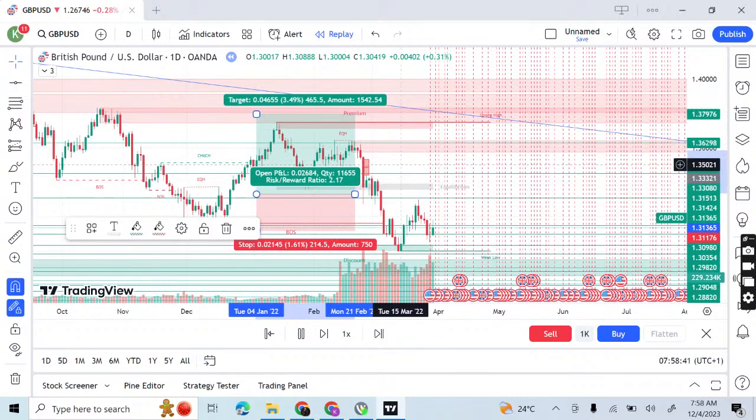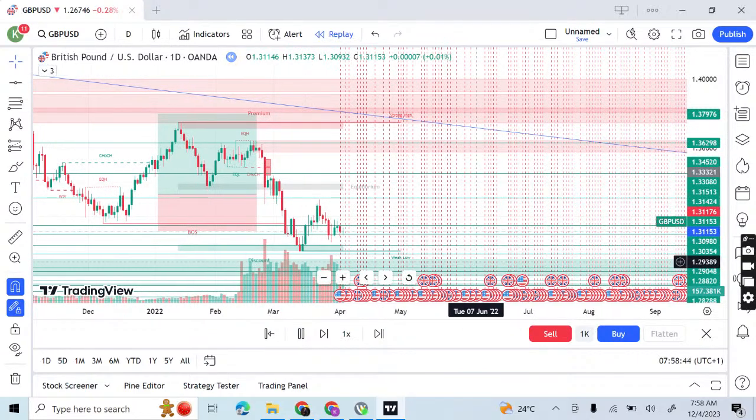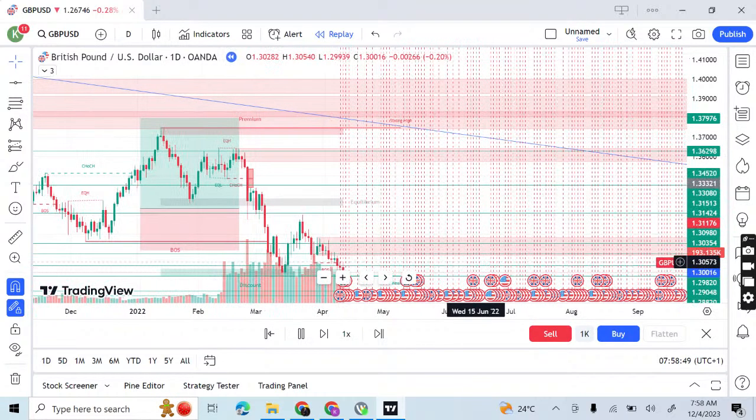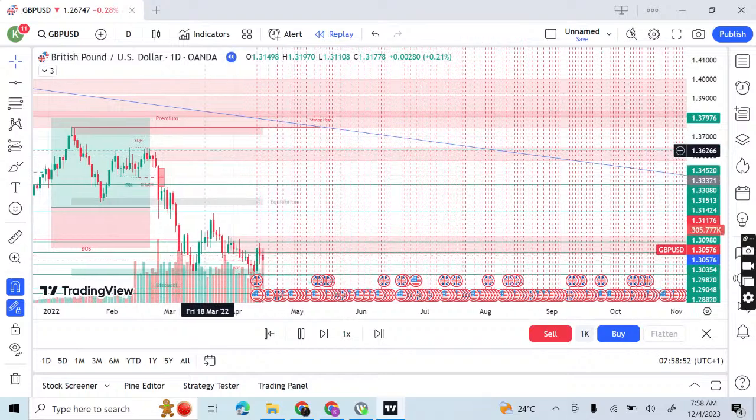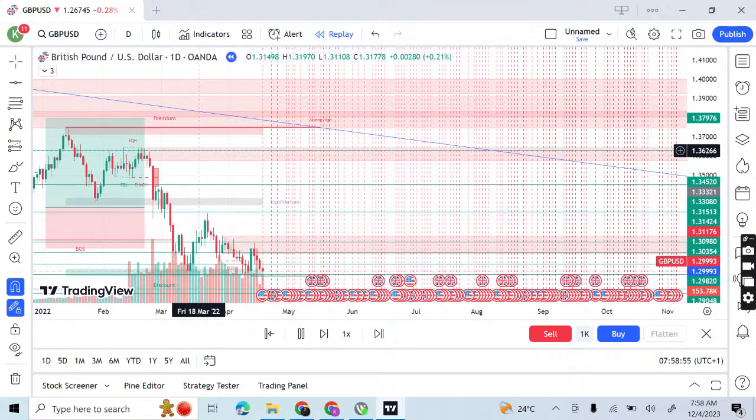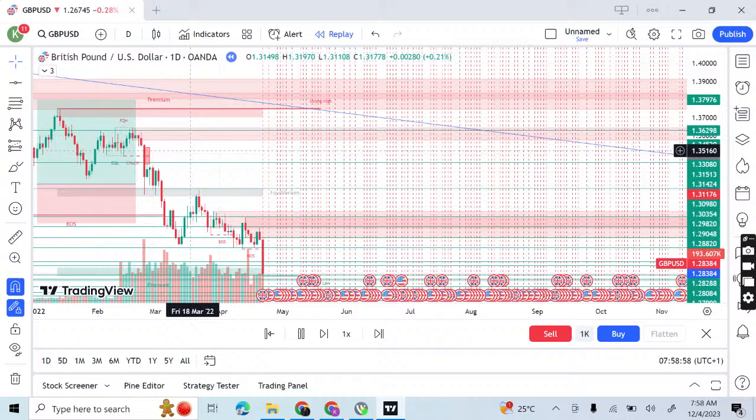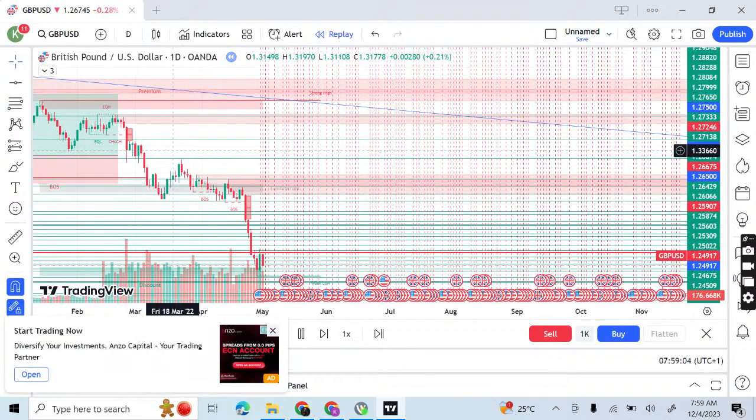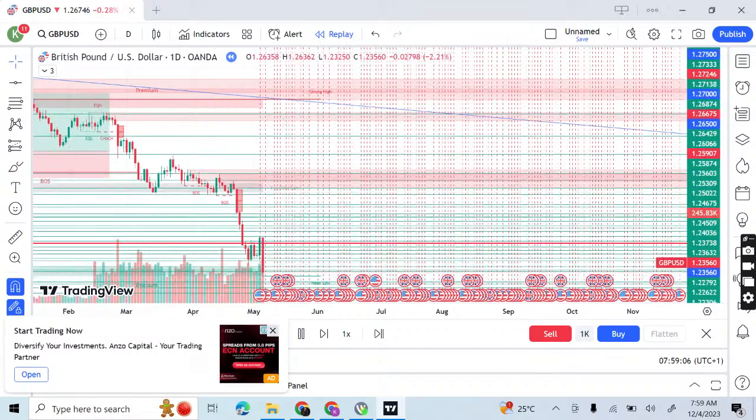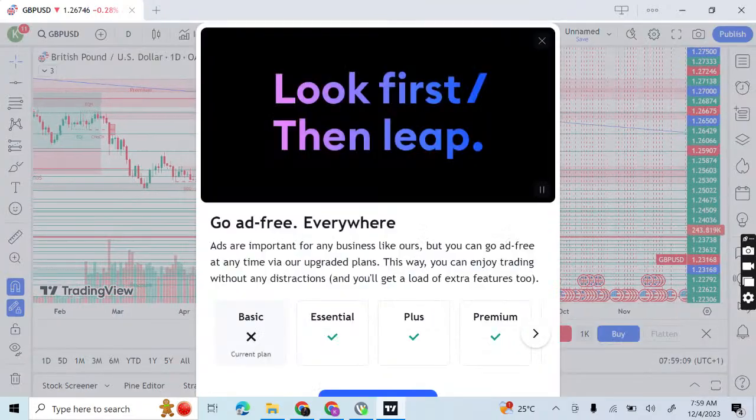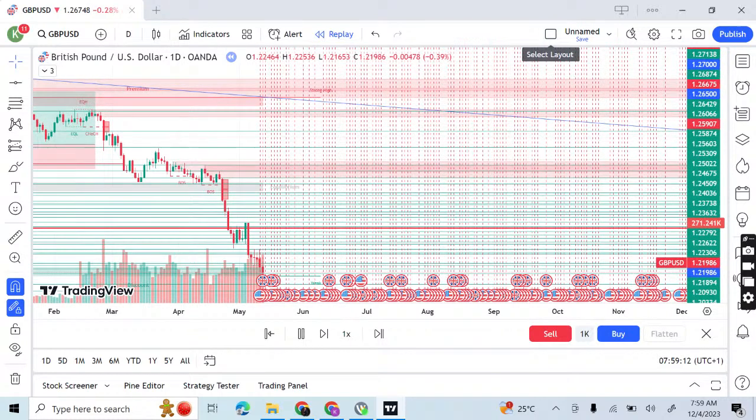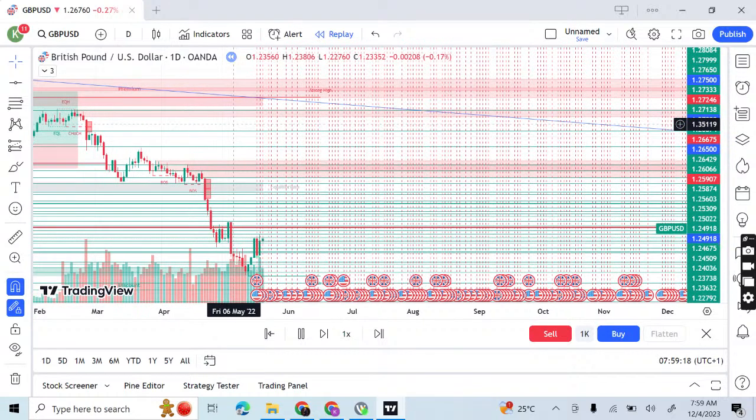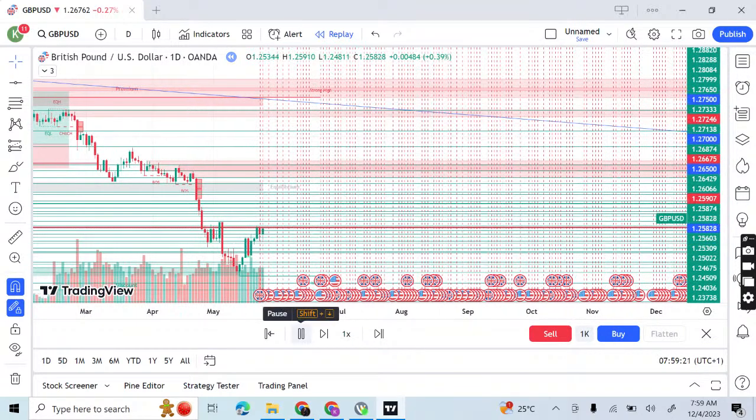There's a serious break of structure here, so we have to wait for price first to change character. Otherwise, this is a bearish move, and I don't want to be selling in a discount zone. Did you see that? So we're going to wait for a change of character before we go bullish. Can you see what price is doing? If I want to go bearish on that move, I will have to look for other time frames.